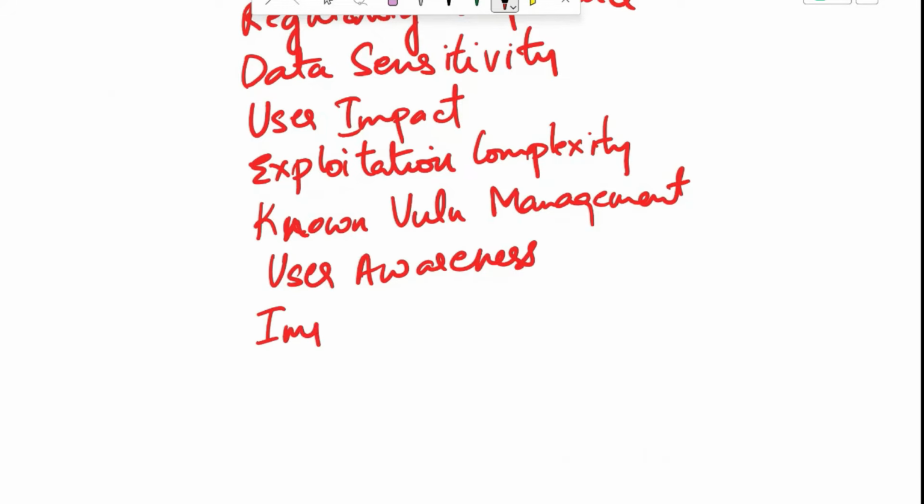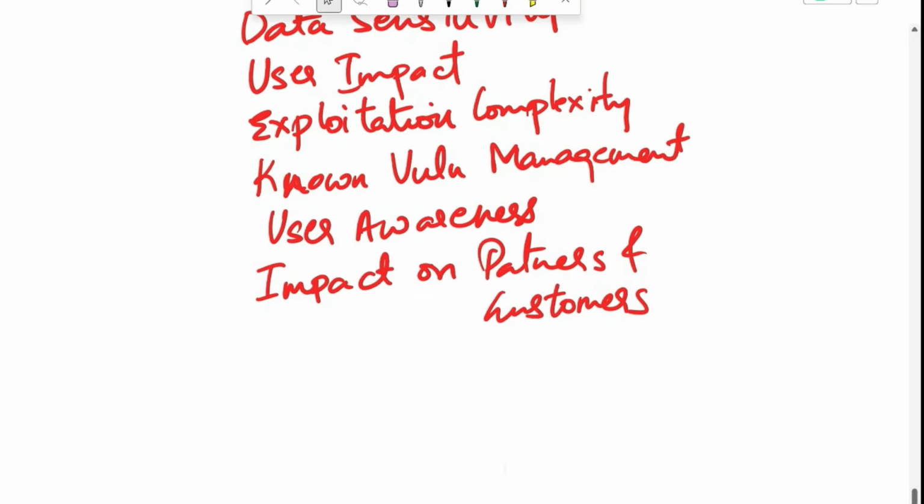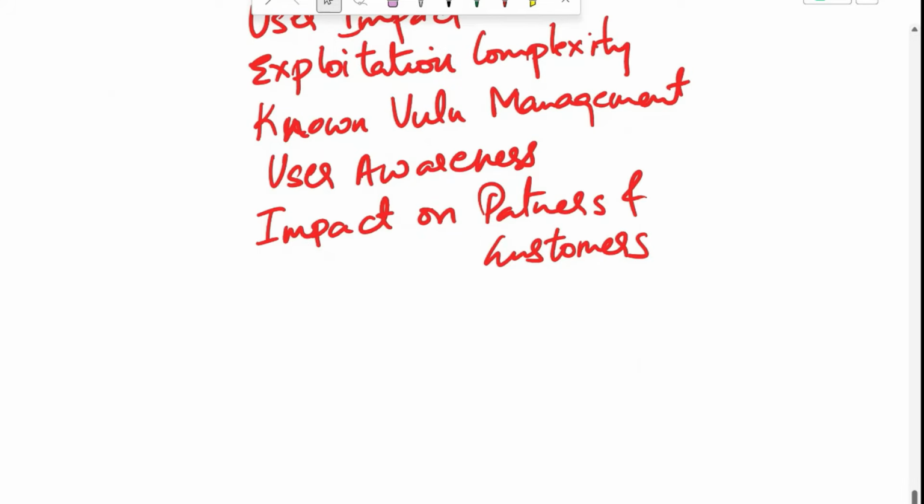Impact on partners and customers. Assess vulnerabilities that could indirectly impact partners or customers. Prioritize vulnerabilities that could erode trust or damage business relationships. Then consider the potential long-term consequences of the vulnerability. Prioritize vulnerabilities that could have ongoing or cascading effects on the organization's security posture.